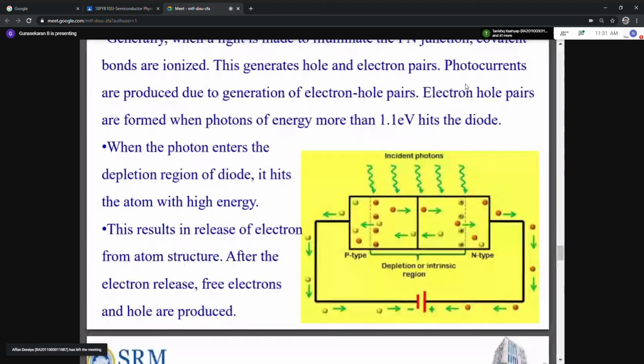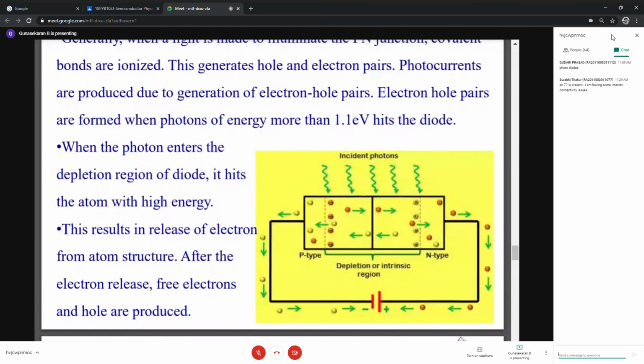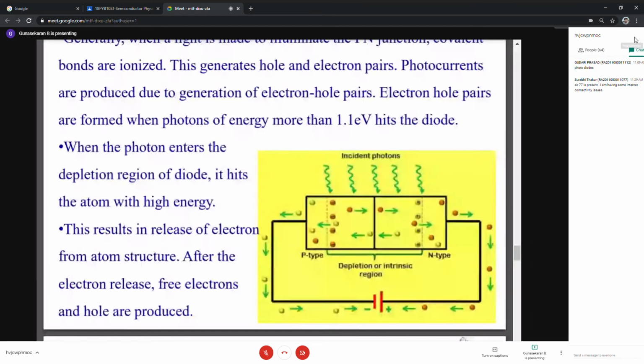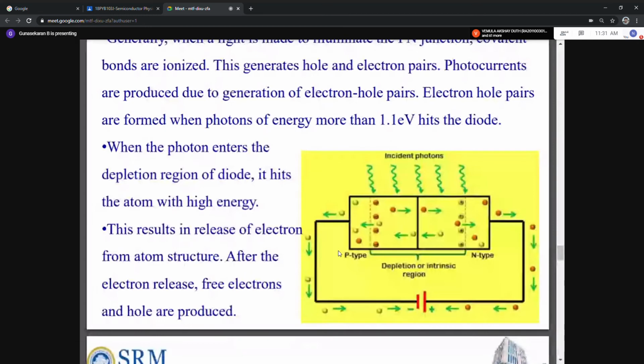Yes? See whether I'm audible or not. Yes, sir. Audible. Then what about the answer? So why is the width of the region increased here? What is the condition? Go to the diagram and tell me. I think the answer is in the diagram itself. Anyone?